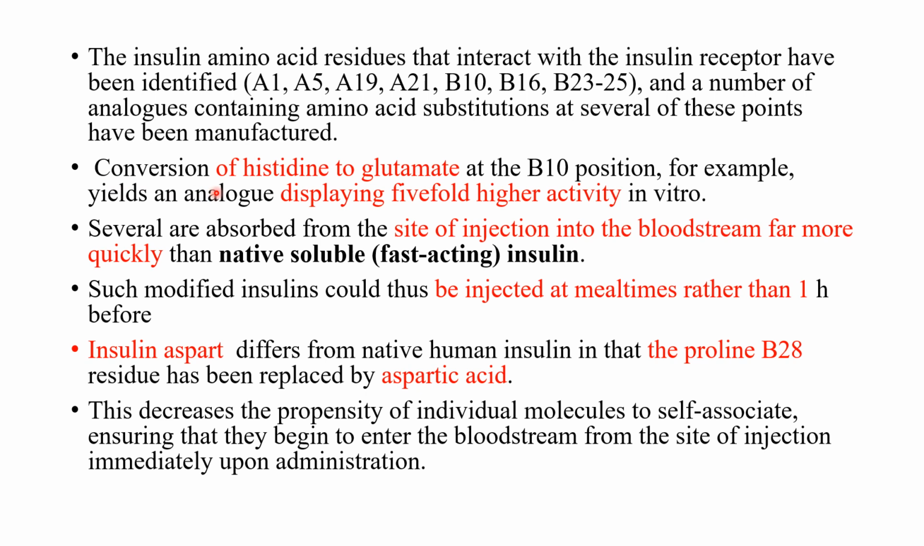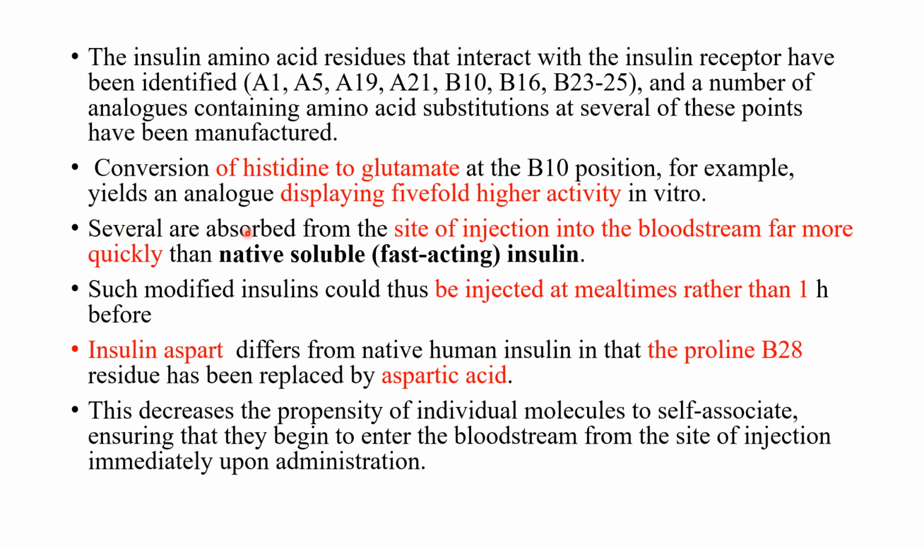For example, conversion of histidine to glutamate at B10. So we know that in the B chain, initially there was a histidine. In the native insulin there's histidine. So this histidine is eliminated and replaced, or converted, to glutamate at the B10 position. This gave insulin which displayed 5-fold higher activity in vitro compared to the native one which had histidine. So we have come up with a form of insulin which is much more active compared to the native insulin.